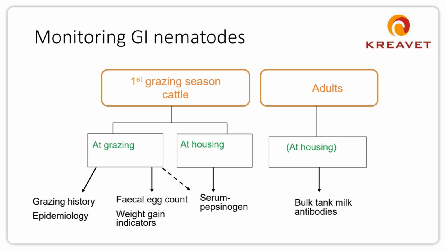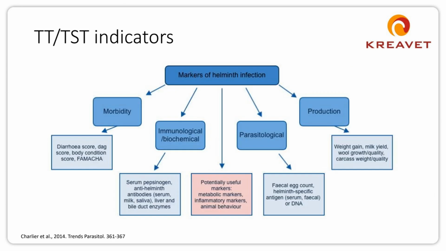At housing, we recommend the use of the serum pepsinogen assay, as it gives a good indication of abomasal infection level, and is also a kind of morbidity parameter. Then for adults, the only monitoring tool we still consider for gastrointestinal nematodes is the use of bulk tank milk antibodies against Ostertagia. Now, of course, there are other indicators that you can use.